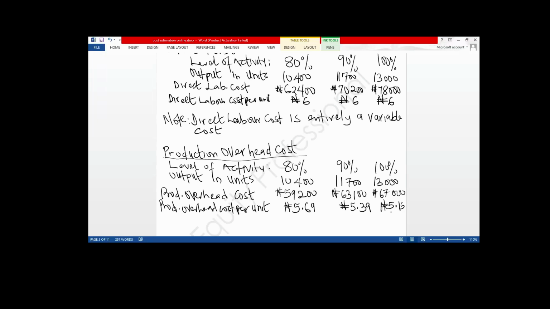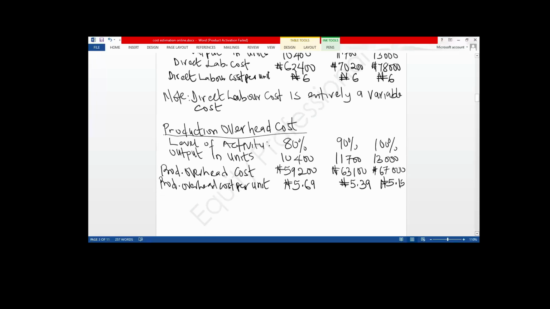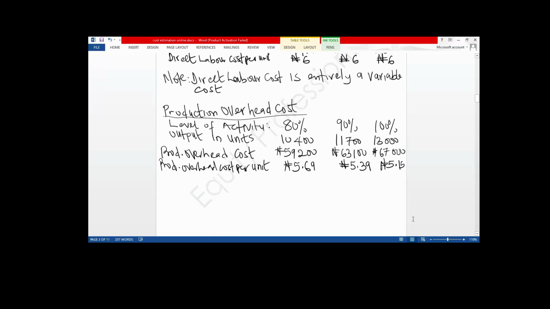Where production volume increases and cost per unit falls, this is a confirmation that the cost in question is a mixed cost. It contains elements of variable cost and fixed cost. Let us take the notes here.